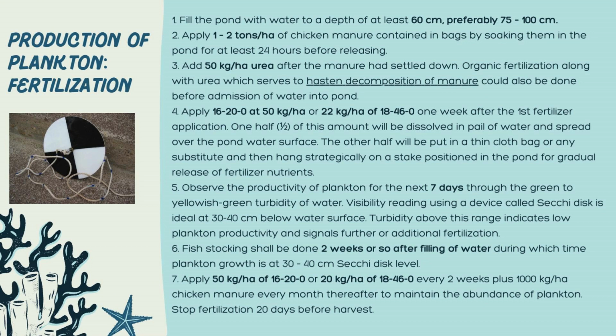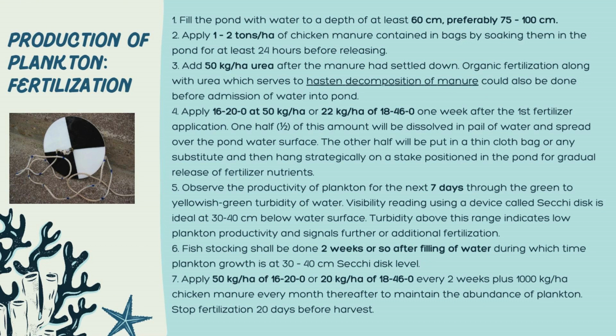Add 50 kilograms per hectare of urea after the manure has settled down. The organic fertilization, along with the urea, which serves to hasten the decomposition of manure, could also be done before the admission of water into the pond. Next, apply ammonium phosphate at 50 kilograms per hectare or 22 kilograms per hectare of diammonium phosphate 1 week after the first fertilization application.